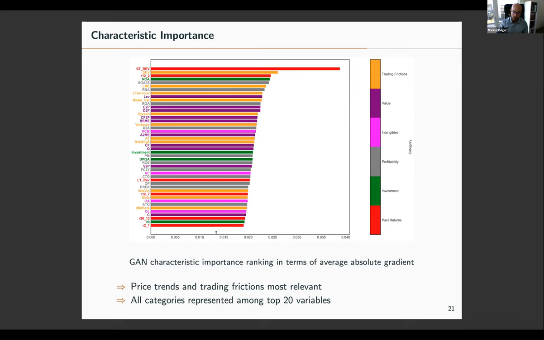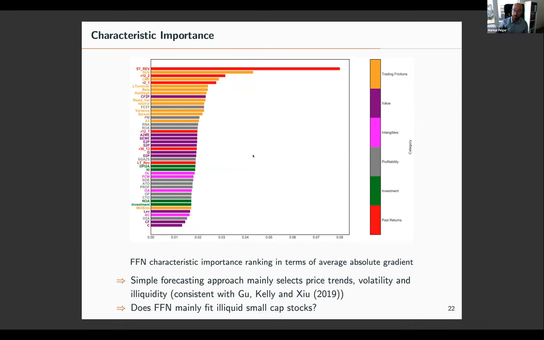The main point for our importance measure is that we put all our characteristics into six categories: trading frictions, value, intangible profitability, investment, past returns. And among the most important variables, all these standard categories are represented. That doesn't need to be the case. If you do simple forecasting, the top 14 variables seem to be mainly in the trading friction and past return categories. Those are the categories where you have a lot of small illiquid penny stocks. So there might be a risk that if you do standard prediction, you're overfitting illiquid penny stocks.